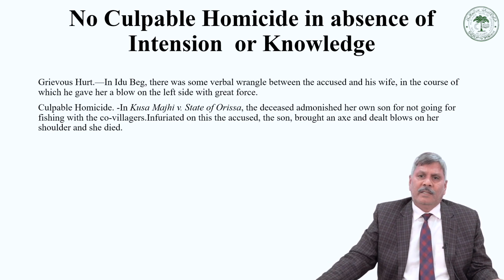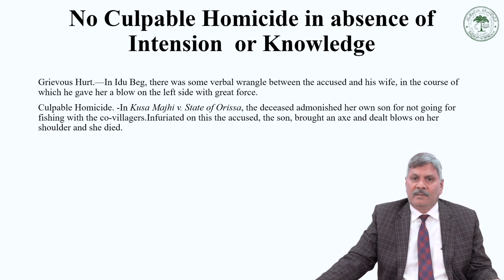In the Idube case, there was some verbal wrangle between the accused and his wife, in the course of which he gave her a blow on the left side with great force. She vomited and bled from the nose and died in about an hour. It was found that death was caused by the rupture of the spleen. The accused was held guilty of grievous hurt.